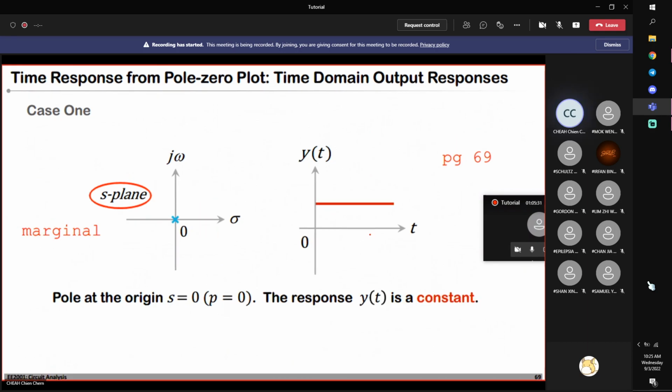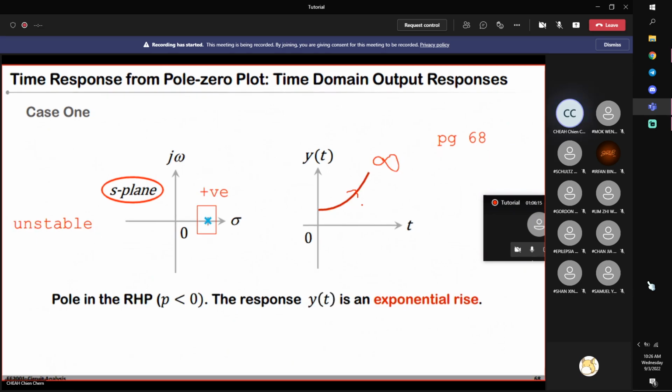And similarly, you can review some of this concept, marginally stable. We know that the left half plane is stable, the right half plane is unstable, but how about in between? In between is called marginally stable. Easy to understand: left stable, right unstable, so this boundary is called marginally stable. You can see that if you have a pole at the origin, 1 over s, then you have a unit step, which is a constant.